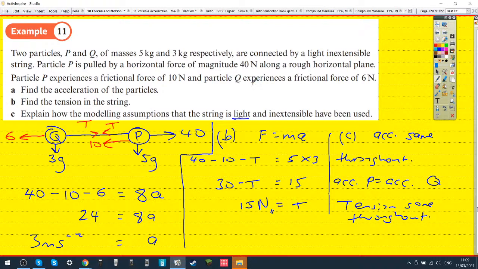Try doing the same as part B, but with particle Q. So first we'd do, would it be 40 again? 40 minus 6? No, just the forces acting on Q only. So there's no forward force? You have tension moving away from it. So like T minus 6. And let's see if you get 15 again.